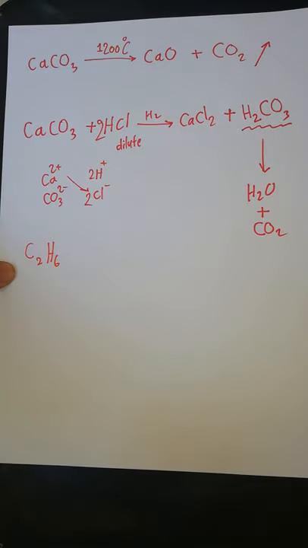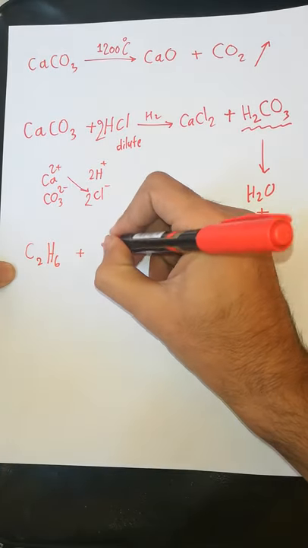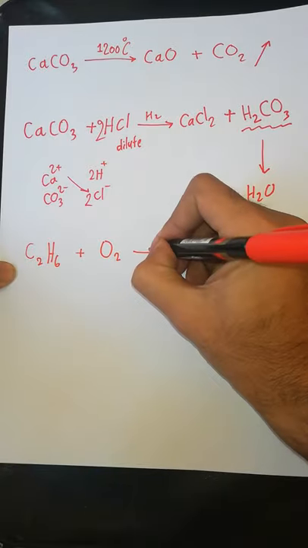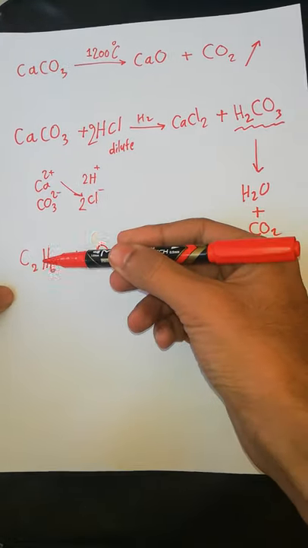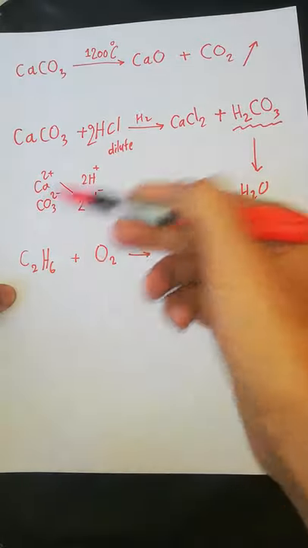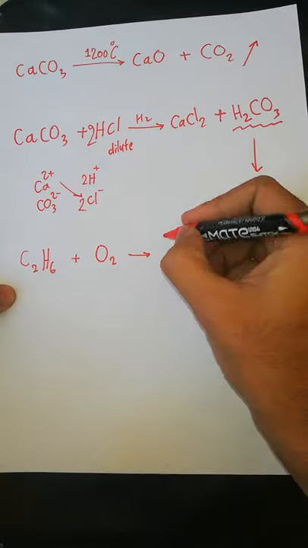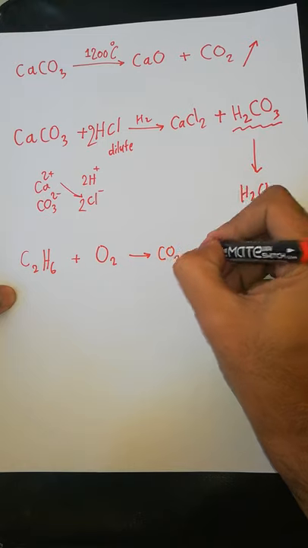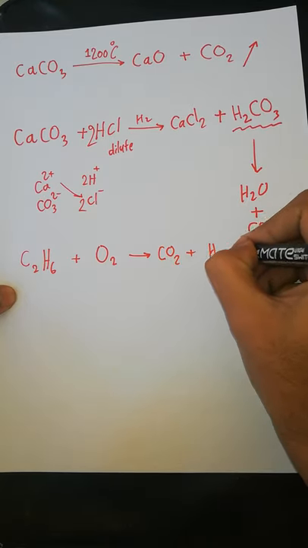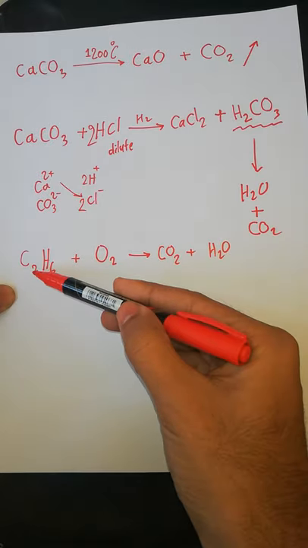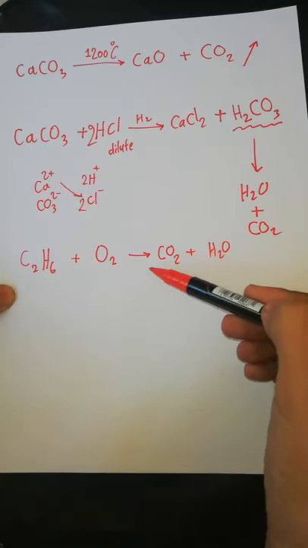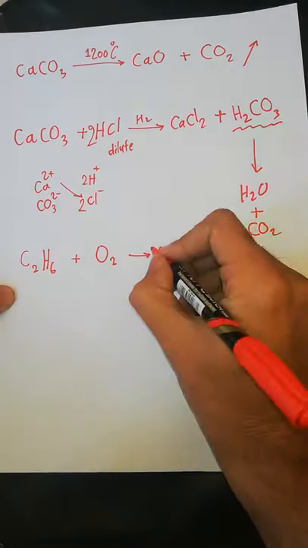C2H6, this is the ethane, plus O2, burning. This is a compound containing carbon, burning with oxygen. The main products are CO2 plus H2O. Let's balance this equation. How many carbon here? 2. How many carbon here? 1. So I will multiply this by 2.